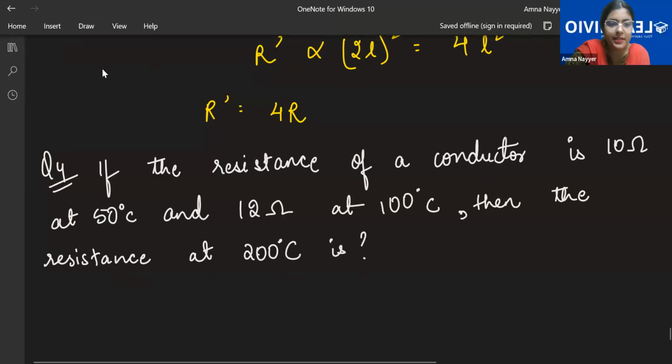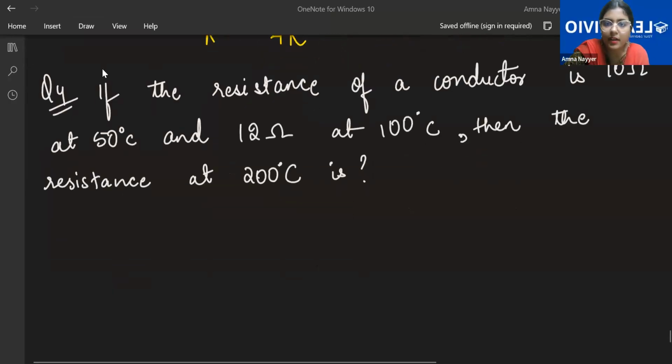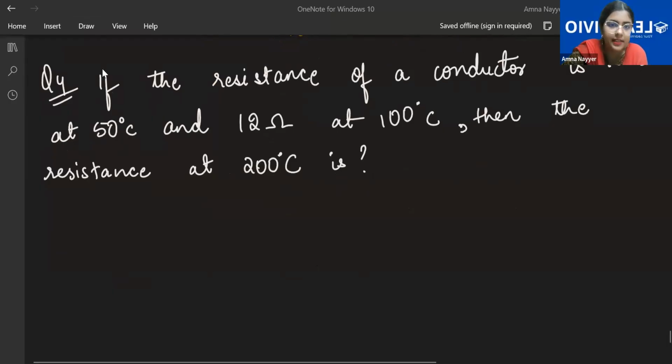See, this question says if the resistance of a conductor is 10 ohm at 50 degrees Celsius and 12 ohm at 100 degrees Celsius, then you have to find out the resistance at 200 degrees Celsius. Okay. So see, here we form two equations and then it will be solved, because it says 10 ohm for 50 degrees Celsius and 12 ohm for 100 degrees Celsius. Then the resistance at 200 degrees Celsius is.